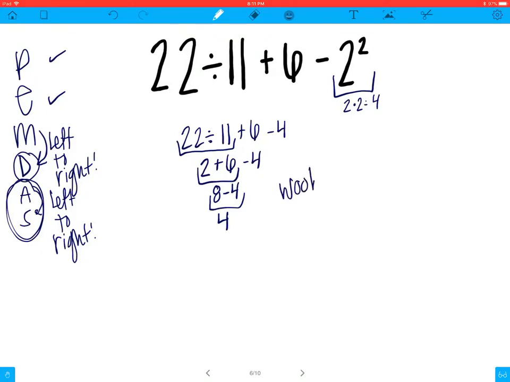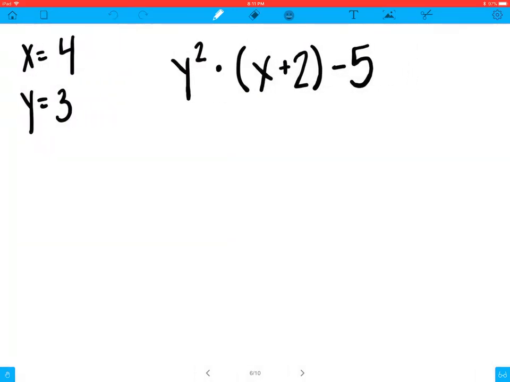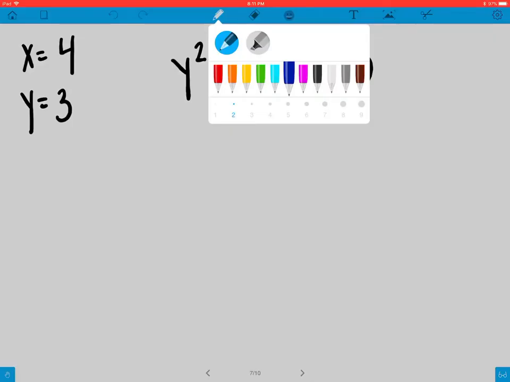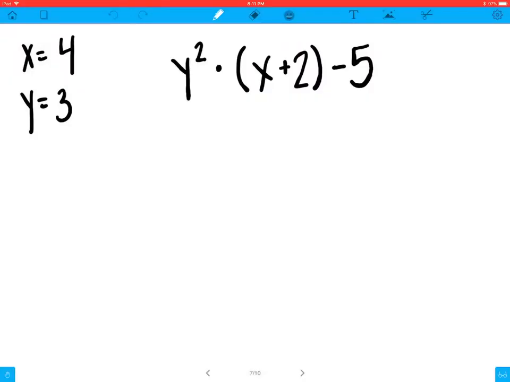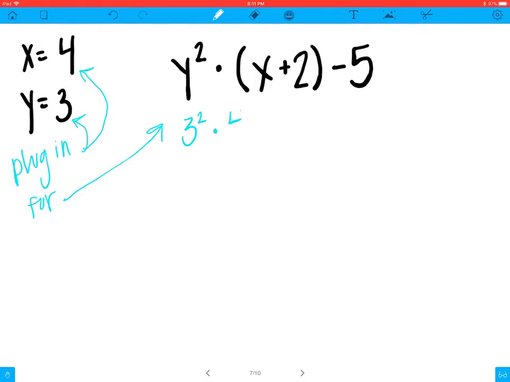Yes, good job, self. I'm feeling powerful right now. And it's always a good refresher to go back to the order of operations. Now this time I have an expression that has 2 variables, x and y, and we're going to plug in a certain number for those variables. So variables stand for something, and now they've given me a number. So y squared multiplied by the sum of x plus 2 minus 5.